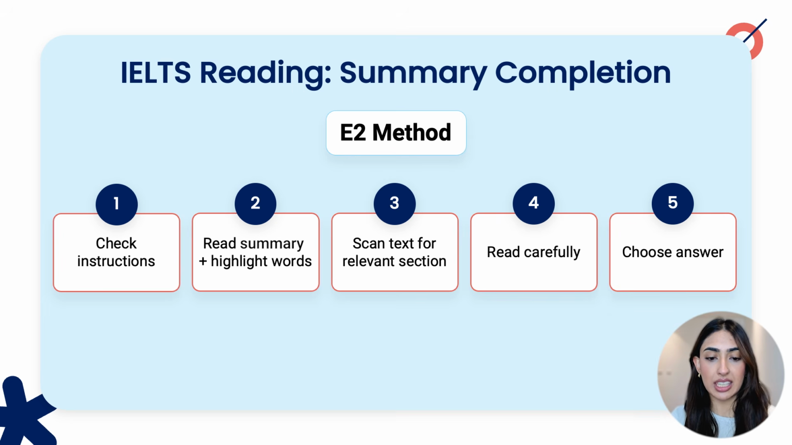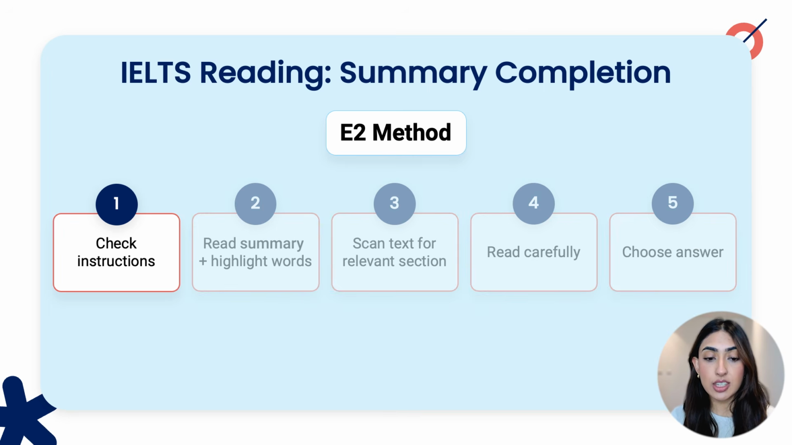Now it's time to learn the E2 method for summary completion. In step 1, you need to check the instructions. This is important because, as I mentioned earlier, the instructions can vary. For example, you may be asked to choose 1 word from the text, choose 2 words from the text, or choose 2 words and/or a number. The instructions tell you exactly where you need to take the words or phrases from and where they need to go.